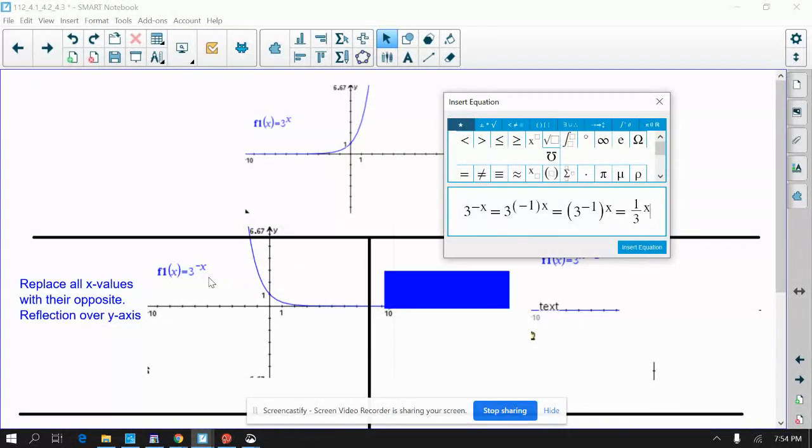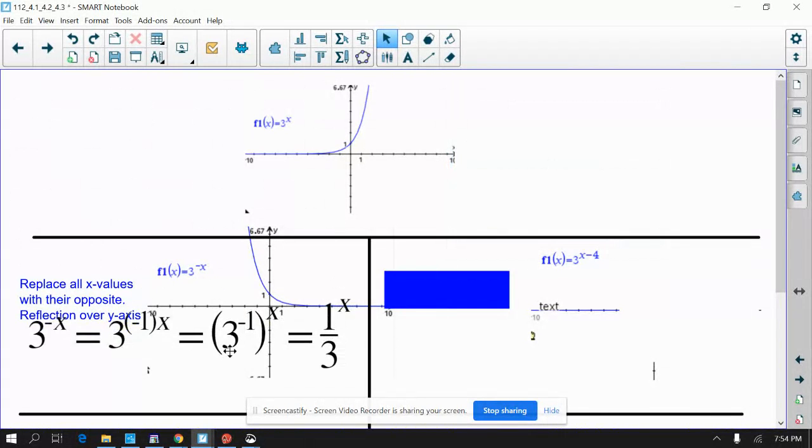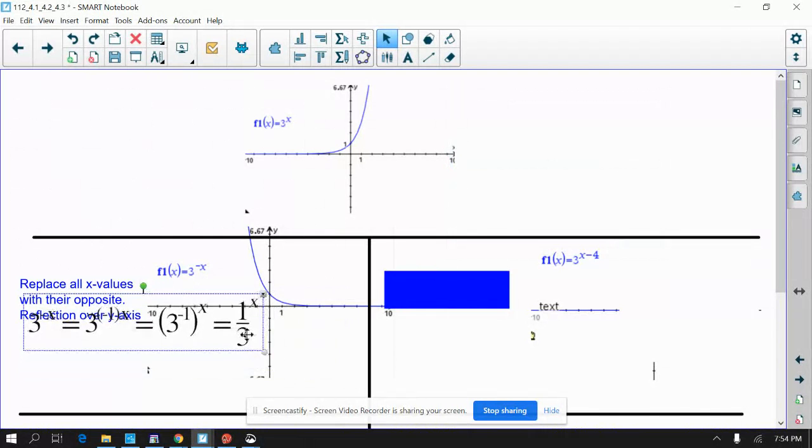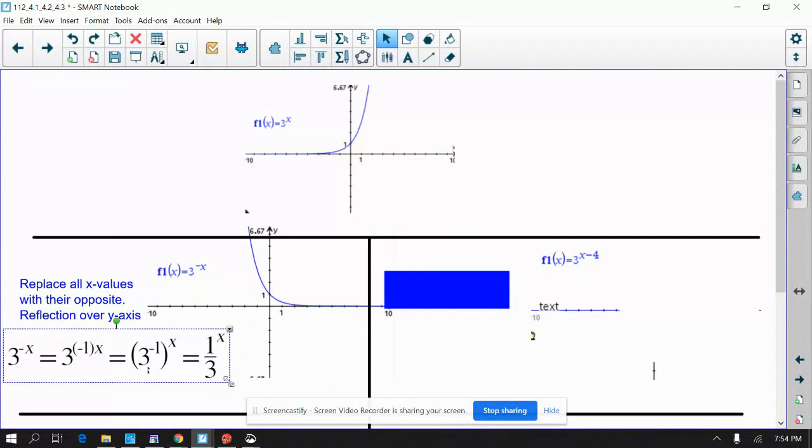3 to the -x right here. Notice it now looks like a decay, even though the base is 3, but we have to remember our transformations. I can express 3 to the -x as 1/3 to the x. It's the same thing. So it is actually a decay with a base between 0 and 1. So it behaves like this. But you can also think of it as a transformation. It's just a flip of this one.